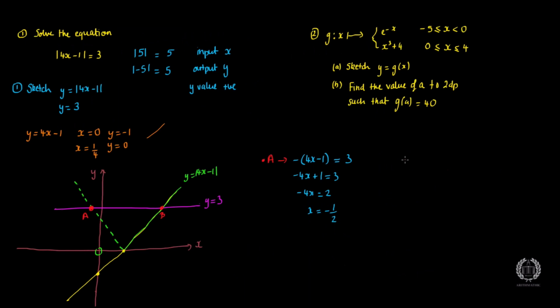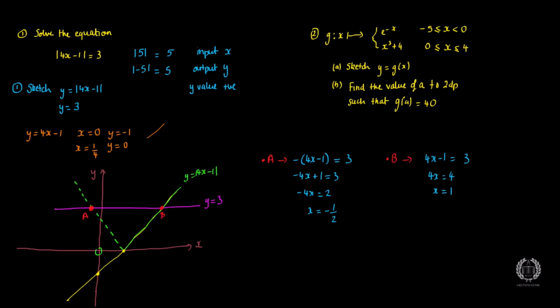Now for point B, to find my x value at point B, if you look at the graph, this is my original y equals 4x minus 1, right? The original. So for the original, we don't need to put minus. We just write 4x minus 1. And then we equate that to, again, the graph that it is intersecting, which is 3. So again, now we just find x. That is it. So x equals 1.